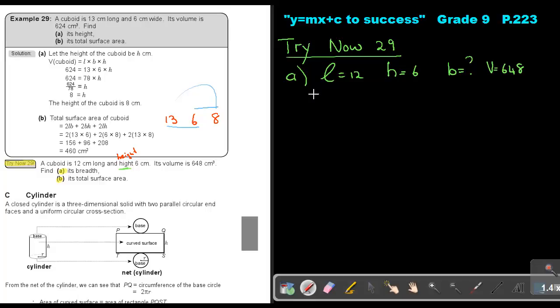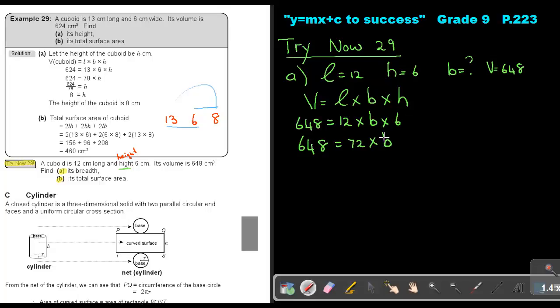So start with that. So say volume equals length times breadth times height. Now just substitute the volume. I have it. So 648. Then what is the length? That's 12. What is the breadth? I don't have it. What is the height? That's 6. Now if I multiply that, I will get 648. And 12 times 6 is 72 times that breadth. And then I divide by 72, that's all. Divide by 72, and I will get that the breadth is 9.